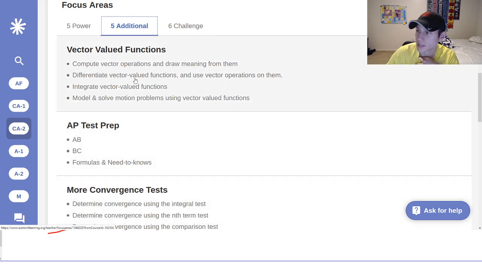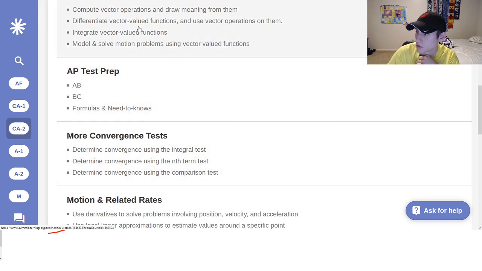So really it was just vector valued functions, which is also something that's not going to be on the AP test, but I'm still leaving it in here for additionals. And more convergence tests, which is the one that I'm in the process of converting to Taylor polynomial stuff. I'm trying to get that done as soon as I can.